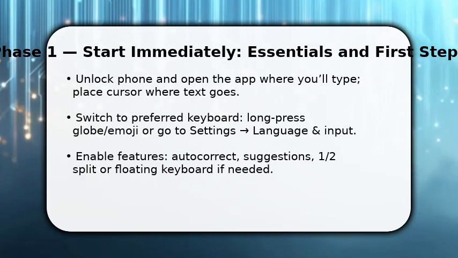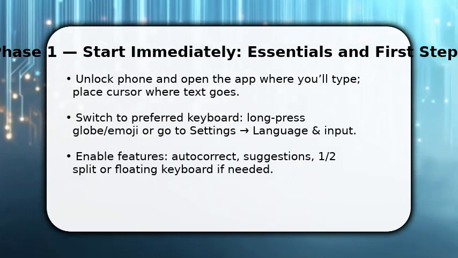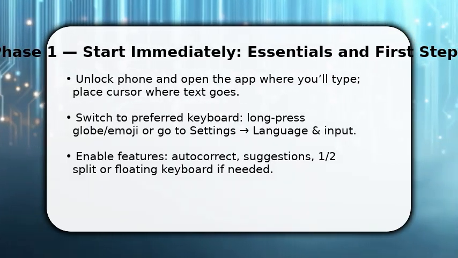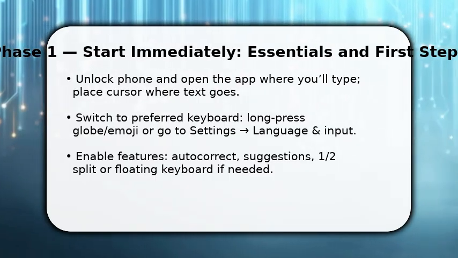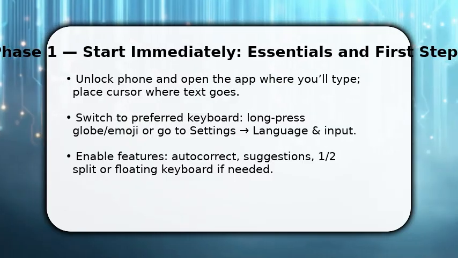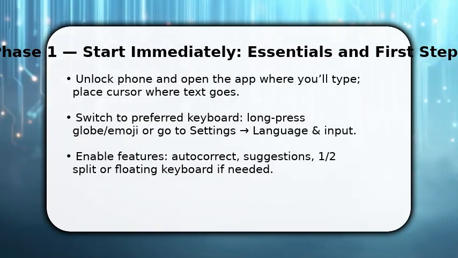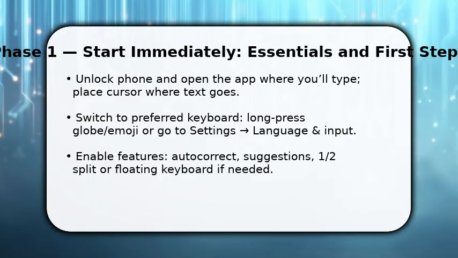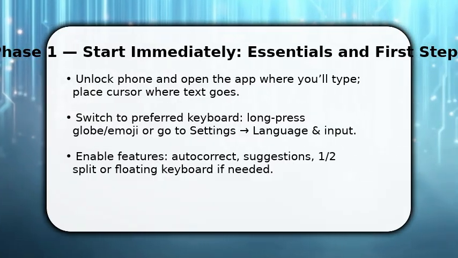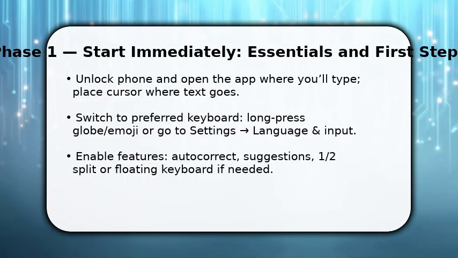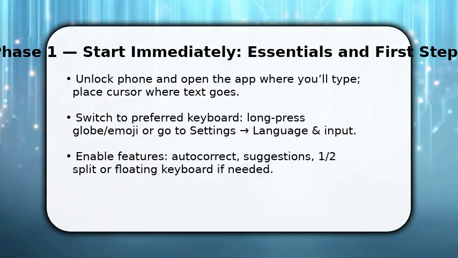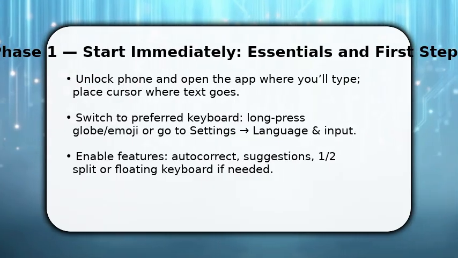You start by opening the app where you want to type and tapping the text field. That summons the keyboard. Once it appears, make sure you recognize the layout and language. If you need a different keyboard, long press the globe or emoji key and select it, or go to Settings, right arrow Language and Input to install one. Make sure autocorrect and suggestions are enabled if you want help typing faster. Now you're ready to enter your first characters with confidence.